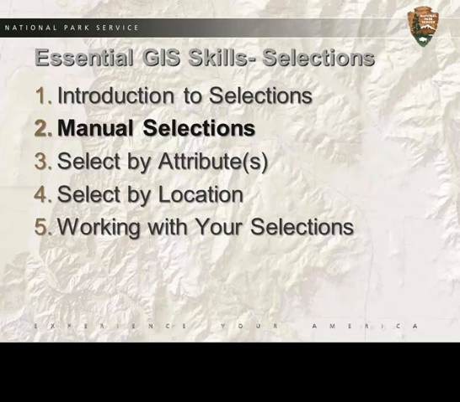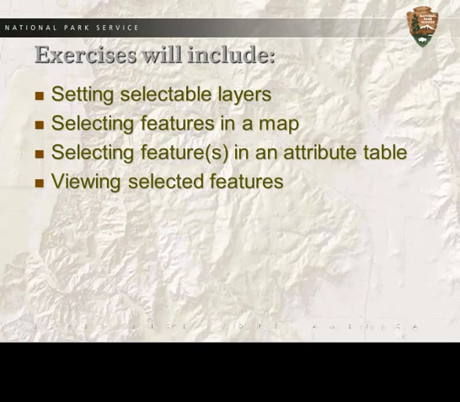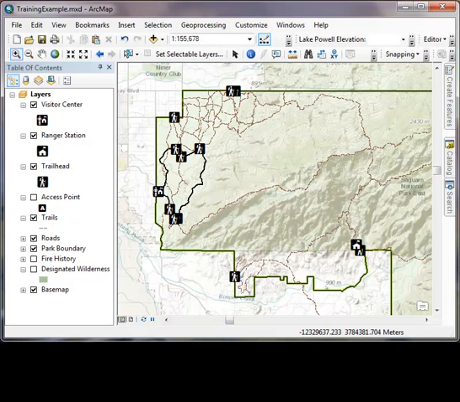Here is where we are on the video series. We are currently at the second video, Manual Selections. The exercises in this video will include setting selectable layers, selecting features in a map, selecting features in an attribute table, and viewing selected features.